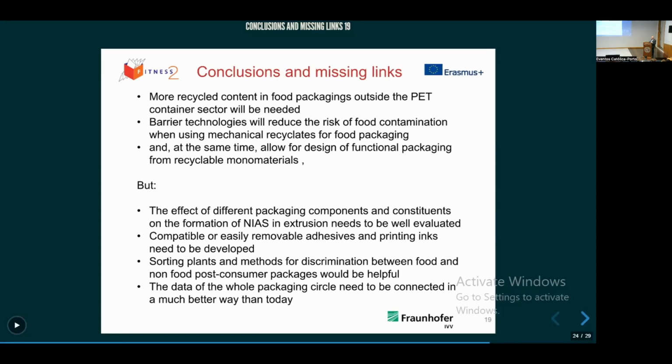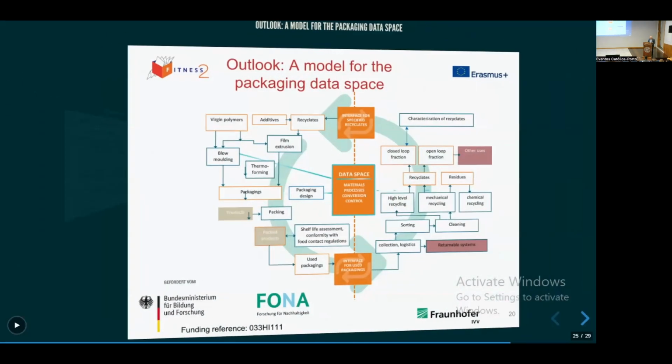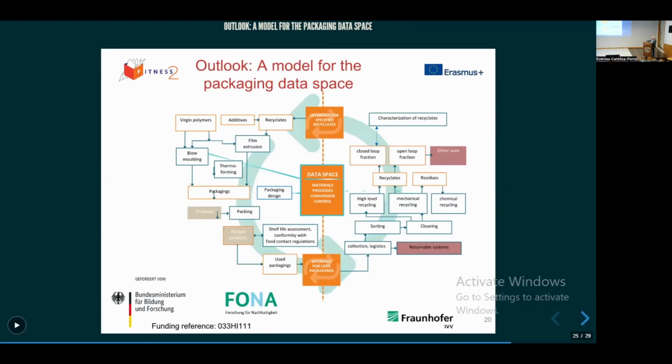And also the sorting, and we talked about this already several times today, sorting between non-food and food containers by different methods. This is something that needs to be investigated in much more detail. So, in total, we can say the whole packaging circle needs to be investigated, and this brings me to my last slide. Unfortunately, there have been some more green lines showing on everything. I will explain what this complicated image means.